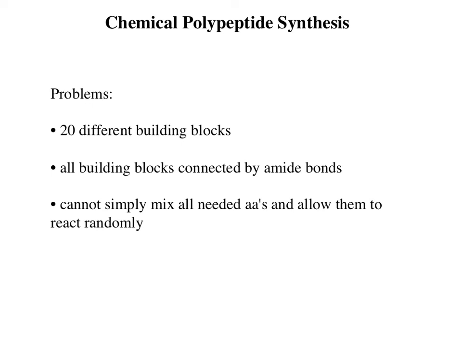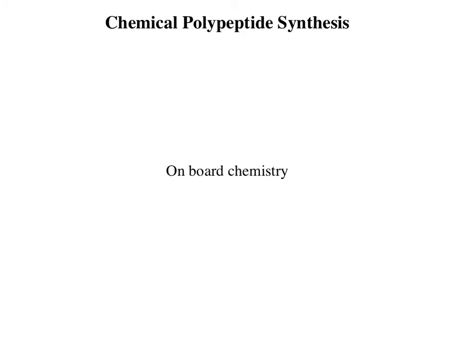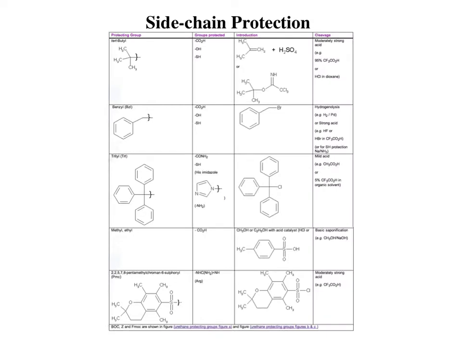So this lecture is going to focus on chemical polypeptide synthesis. Much of it will be on the board. So the problems are that in chemical polypeptide synthesis, there are 20 different building blocks. All building blocks are connected by amide bonds, so you can't simply mix all the needed amino acids and allow them to react randomly. This next part, as I've told you, is on the board, so you'll have those notes.